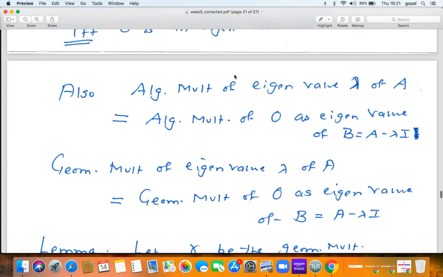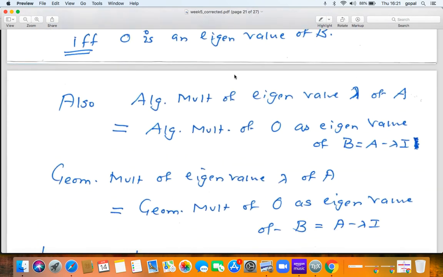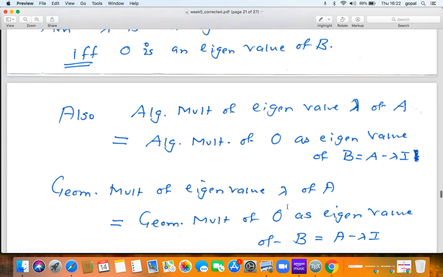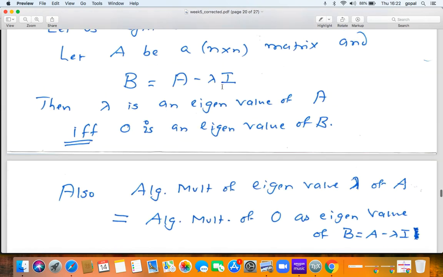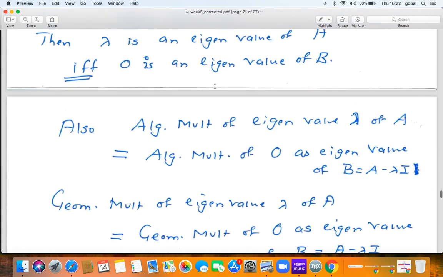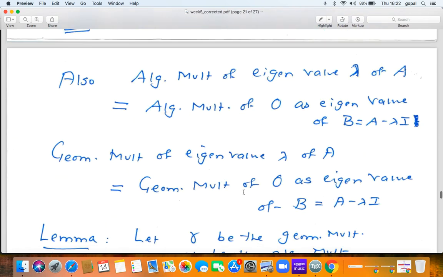These are very, very simple observations. If you really think about it, you will know why this is so. For the geometric multiplicity, it is pretty self-evident because B is A minus lambda I, so nullity of B is nullity of A minus lambda I. But nullity of B is nullity of B minus 0I. So the LHS is the geometric multiplicity of 0 as an eigenvalue of B, and the RHS is the geometric multiplicity of lambda as an eigenvalue of A. Job is done.